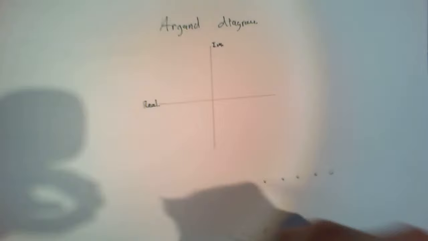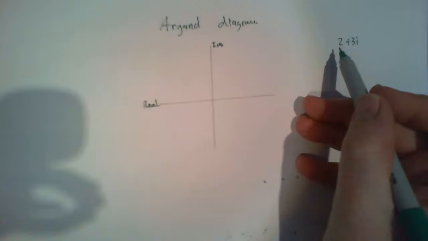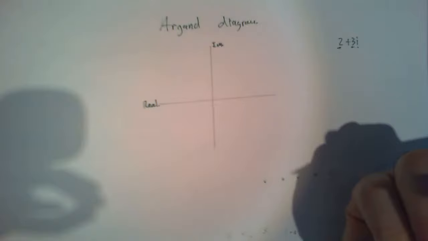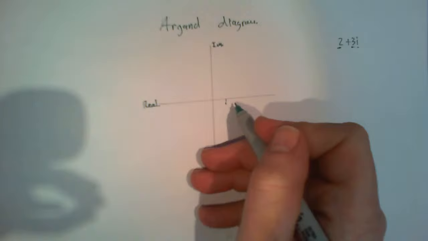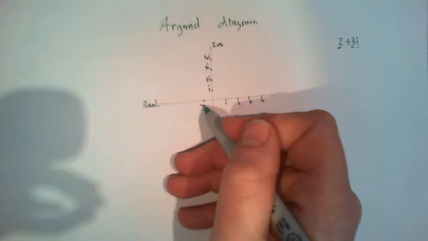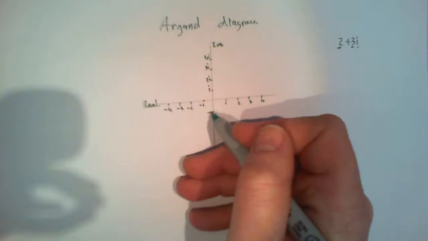So when I want to express a complex number like 2 plus 3i, I separate it into its real component, the 2, and its imaginary component, the 3i. I plot them separately, and where they meet is the expression of that point. I will show you that. Let me label this up and put on some scale: 1, 2, 3, 4, i, 2i, 3i, 4i, -1, -2, -3, -4, -i, -2i, -3i, -4i.